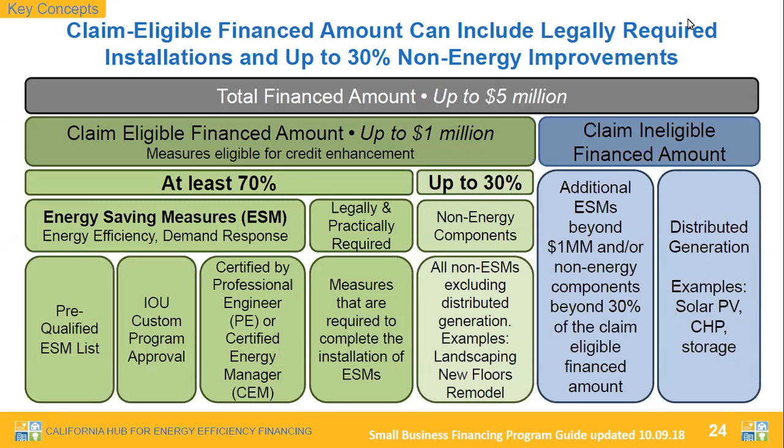Then of the claim ineligible financed amount, as I said, distributed generation cannot get credit enhanced. So that includes solar PV, combined heat and power, and storage. And then also additional energy saving measures along the allowable 1 million, or non-energy components beyond the allowable 30%.